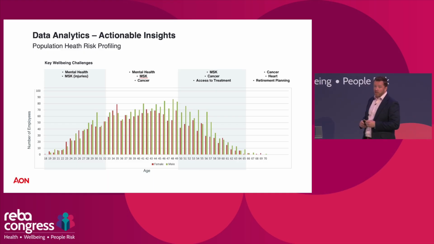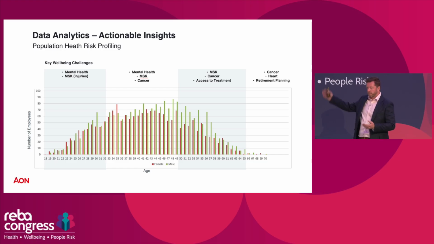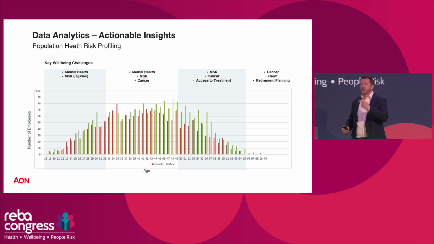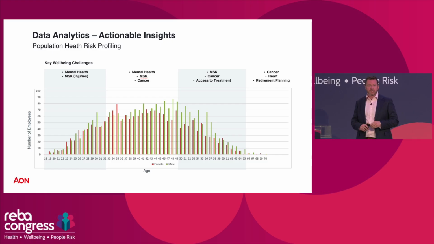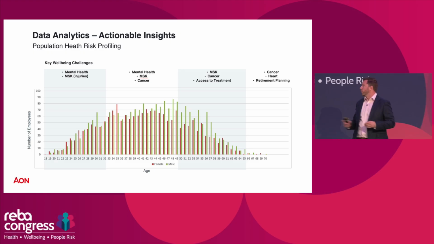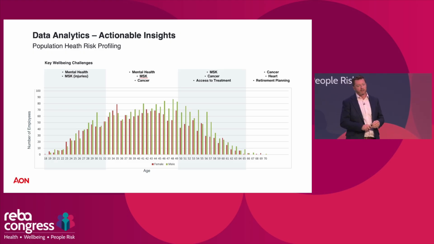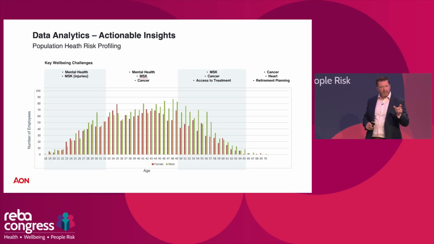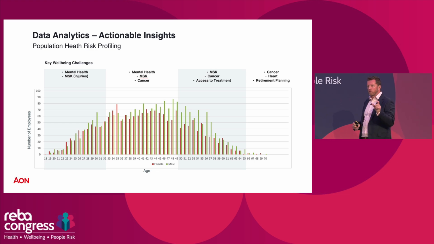You can then start overlaying health data on top of it and demographic data. What does your workforce look like? This graph is telling us the ages of this example, the individual ages along the bottom, and the number of people in that age group up the left-hand side. We've got females in red, males in green. So you can start overlaying what are the health risks that we know affect those different demographics.